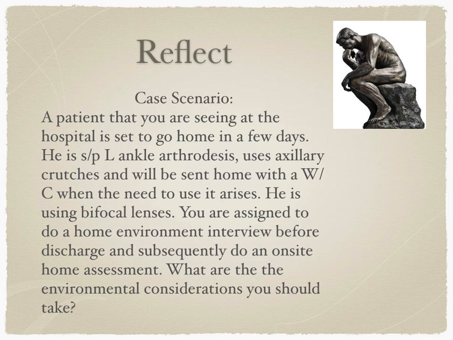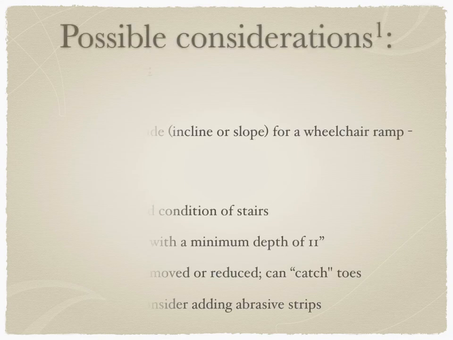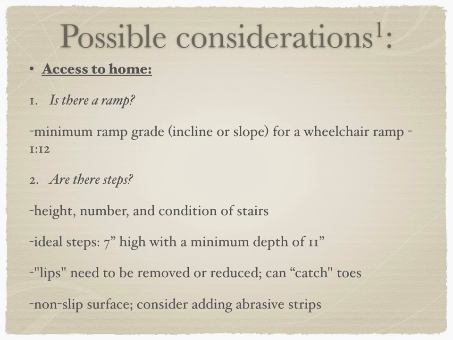In the following slides, the general concept of home modifications and safety will be applied to this particular patient, and as well to the general population. These are the considerations to take. Access to home. Is there a ramp? The minimum ramp grade for a wheelchair ramp is 1:12. That is, for every inch of rise of the ramp, there should be an equivalent increase in length of about 12 inches.